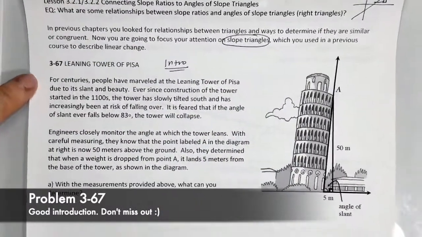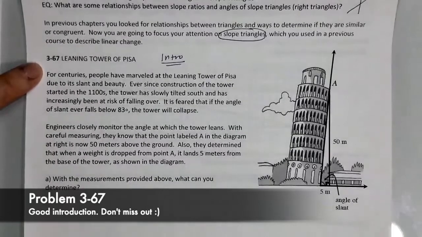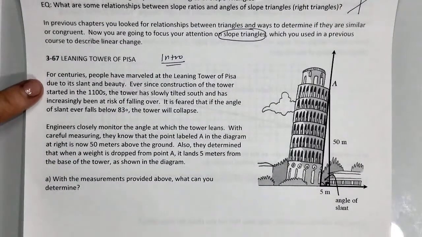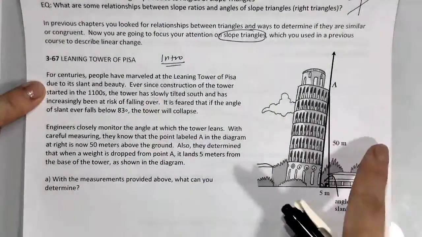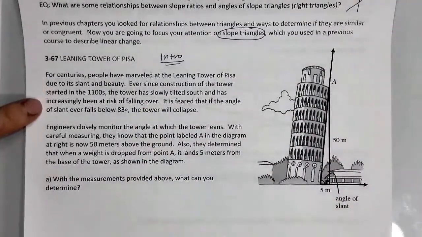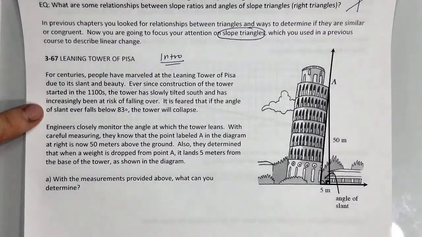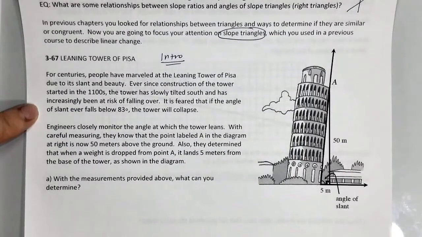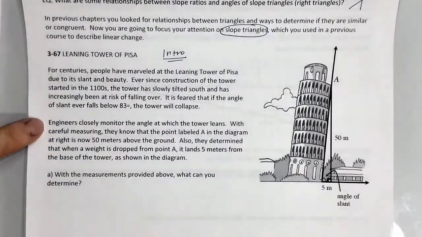Leaning Tower of Pisa. For centuries, people have marveled at the Leaning Tower of Pisa due to its slant and beauty. Ever since construction of the tower started in the 1100s, the tower has slowly tilted south and has increasingly been at risk of falling over. It is feared that if the angle of slant ever falls below 83 degrees, the tower will collapse. Engineers closely monitor the angle at which the tower leans.